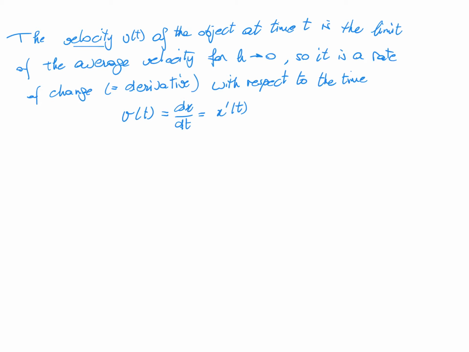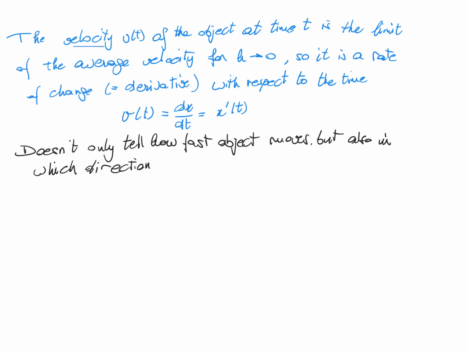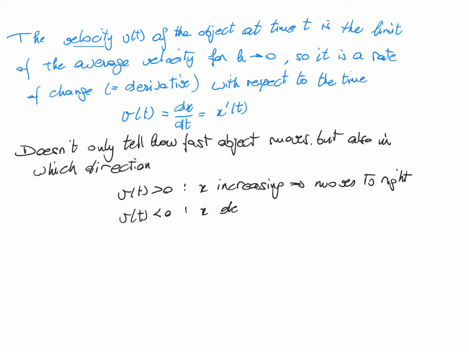As such, the velocity will not only tell us how fast the object is moving, but also in which direction. If v of t is positive, this means that x is increasing, and so the object moves to the right. If you have the inverse, so v of t is smaller than 0, this means that x is decreasing, so x becomes smaller after the movement. So my object has moved to the left.